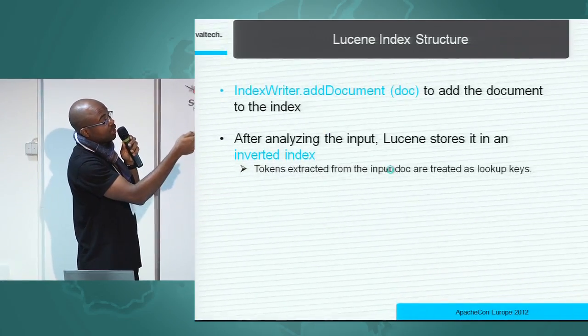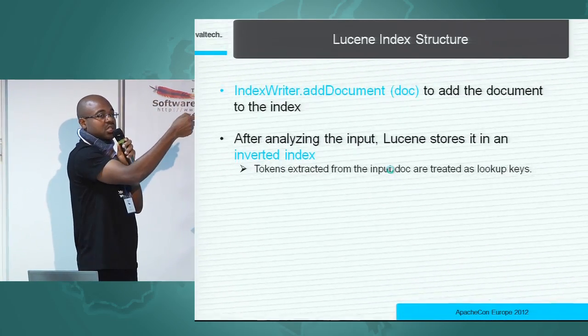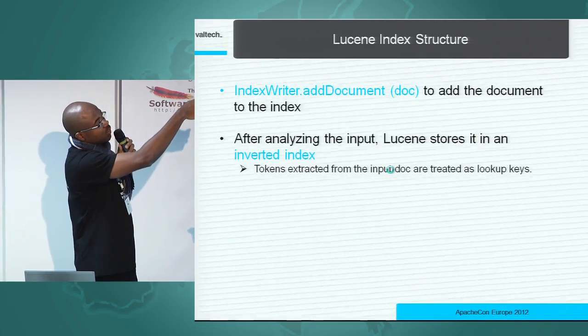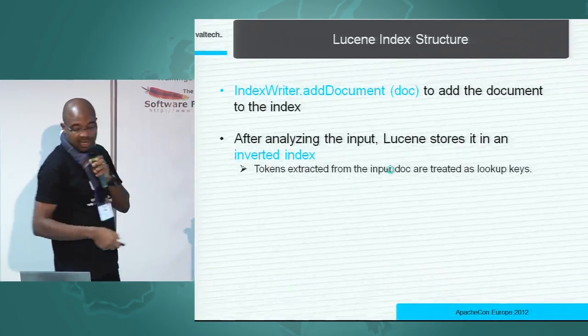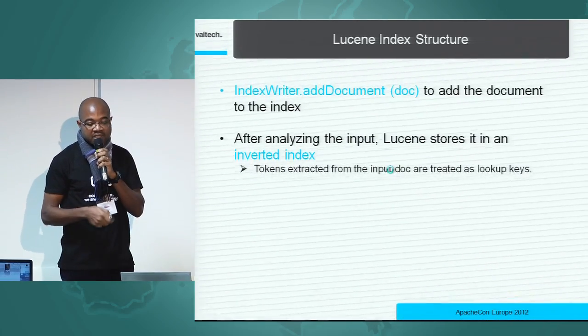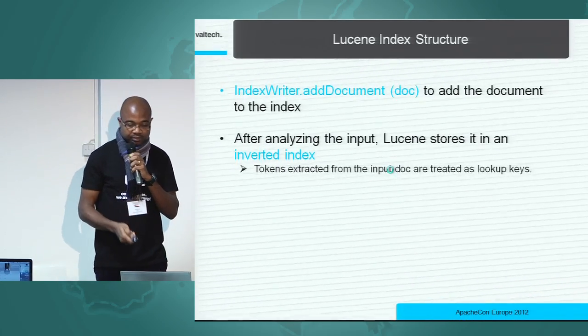To add a document to your index, you use an IndexWriter. This IndexWriter is actually the class in Lucene that writes into the index. With IndexWriter.addDocument, you add the document, and after analyzing the input, Lucene stores it in an inverted index. That is, tokens extracted from the input document are treated as lookup keys.